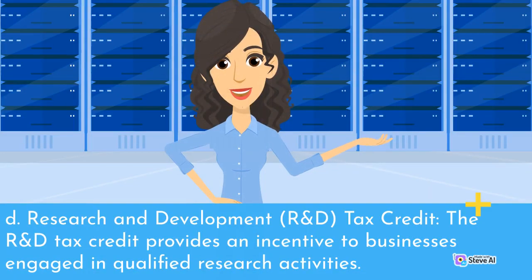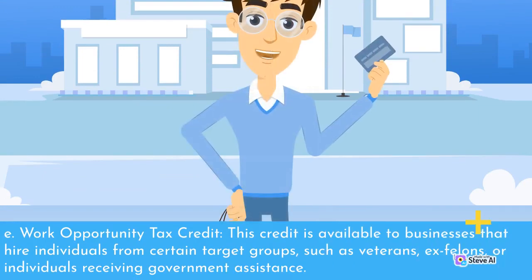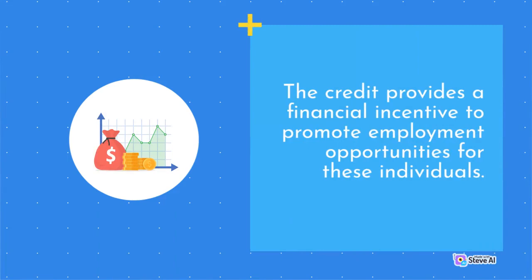D. Research and development, R&D, tax credit. The R&D tax credit provides an incentive to businesses engaged in qualified research activities. This credit can help offset the costs associated with innovation and product development. E. Work opportunity tax credit. This credit is available to businesses that hire individuals from certain target groups, such as veterans, ex-felons, or individuals receiving government assistance. The credit provides a financial incentive to promote employment opportunities for these individuals.